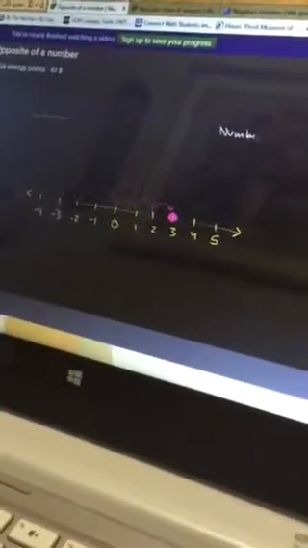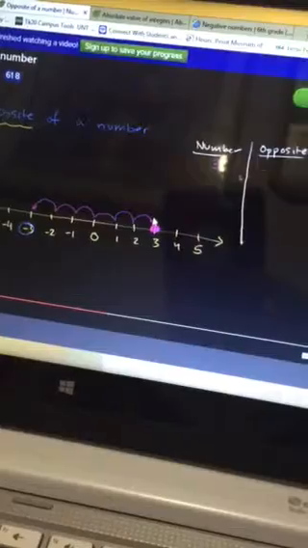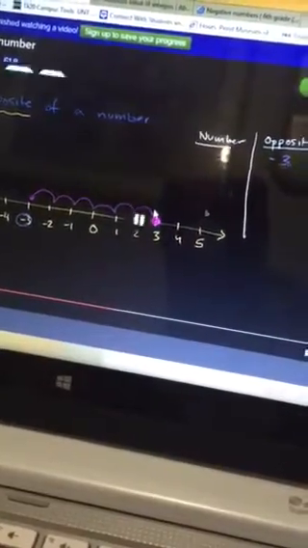Let me make a little table here. So if we have the number, and then we have its opposite. So we just figured out that if you have the number 3, its opposite is going to be negative 3. Okay, we're just going to finish watching this video. And let's go ahead and watch our other video.